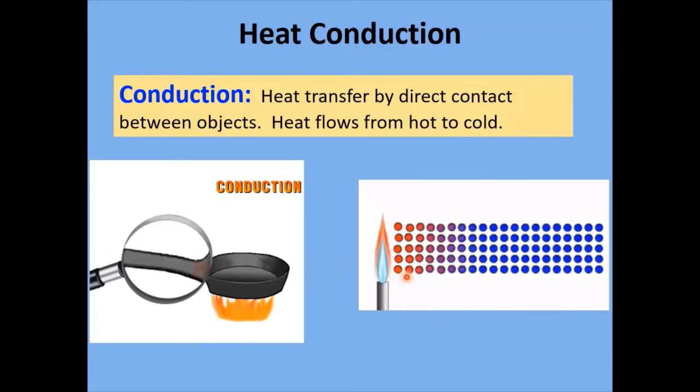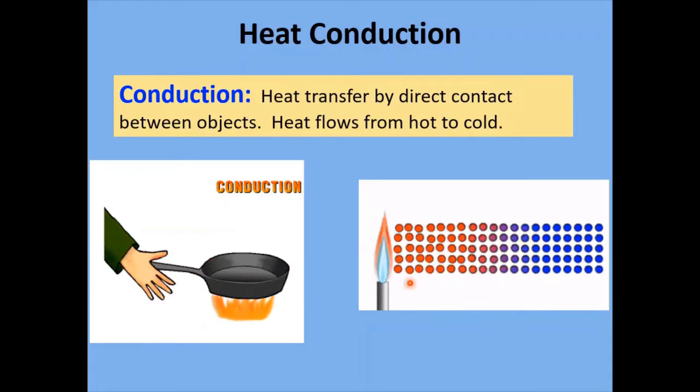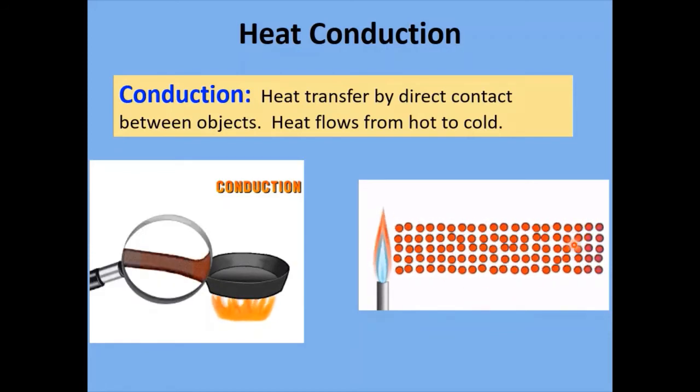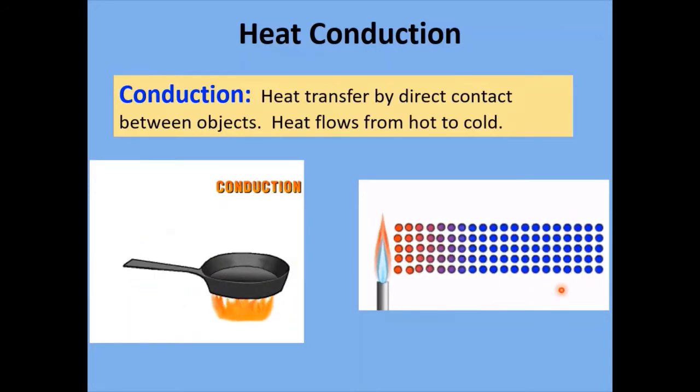And that's sort of shown over here in this animation. You can see the heat starting here on the left, and it's moving to the right because these atoms start wiggling and jiggling more. This is the transfer of thermal energy, which is called heat.